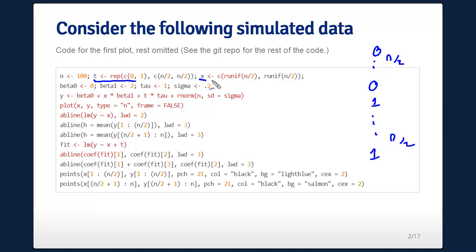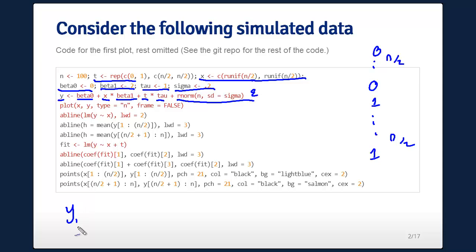And then my x variable is just a series of uniform random variables. Here's my intercept, my slope, which I set to be 2, my tau, which is going to be my treatment effect, and then my variance. Okay, so I simulate my outcome. It's my intercept plus my regressor times my slope coefficient plus my treatment effect times the treatment effect parameter plus the epsilon.